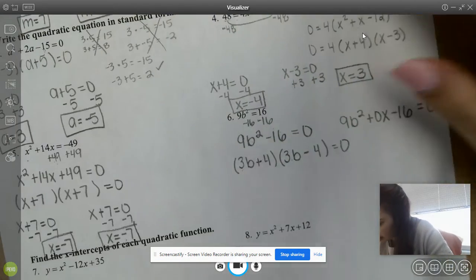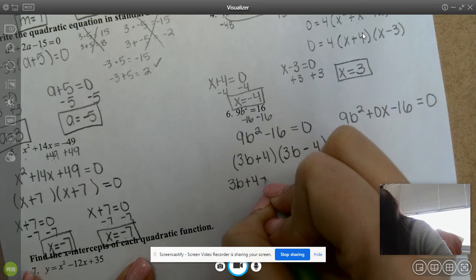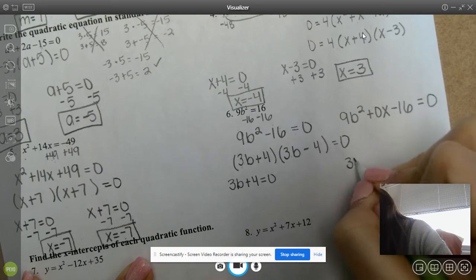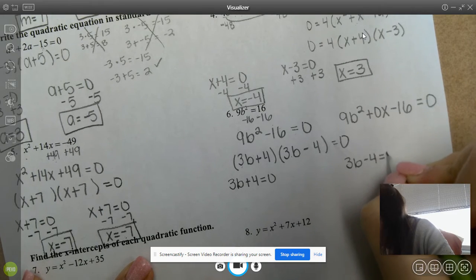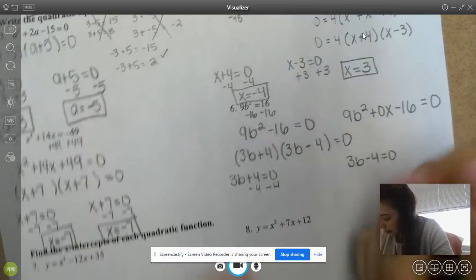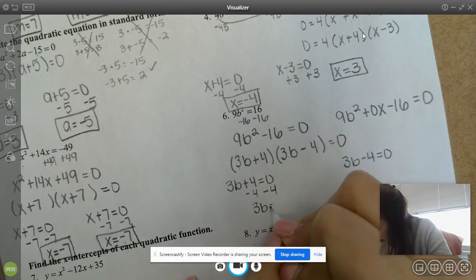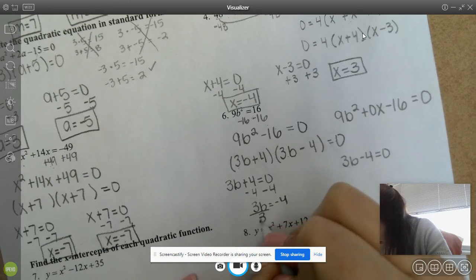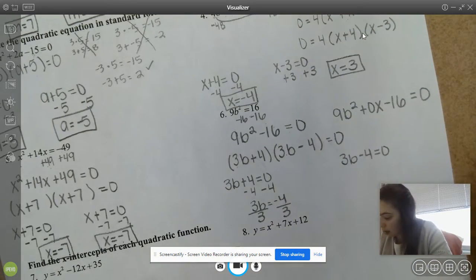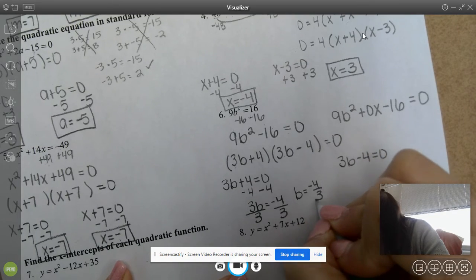So because of that, we can go ahead and set them each individually equal to 0, and we can go ahead and solve. We can subtract 4 from both sides. Oops, my pencil keeps breaking today. We get that 3b is equal to -4. We can divide both sides by 3, and we get that b is equal to -4/3.